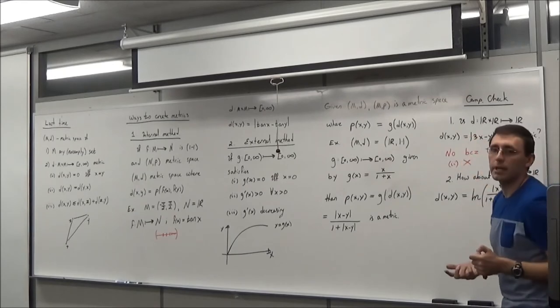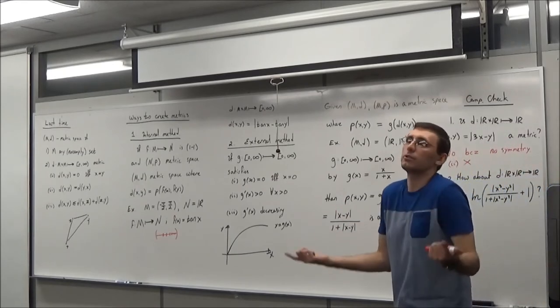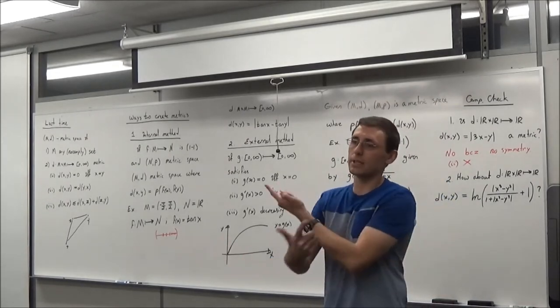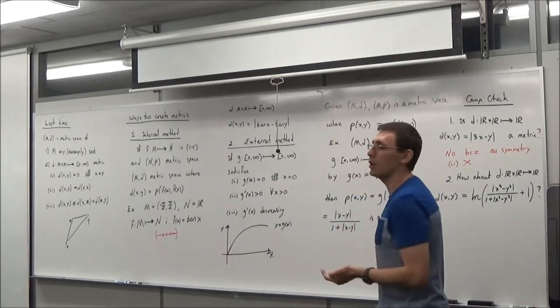I will have 3y minus x. And then if you want to, you can plug in numbers. If it still doesn't convince you, the symmetry is violated. It cannot be a metric.